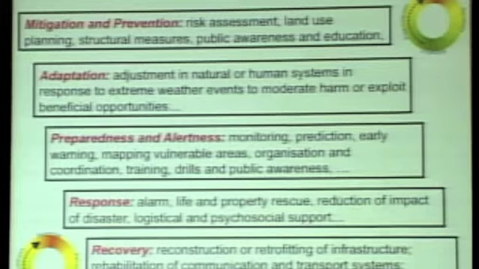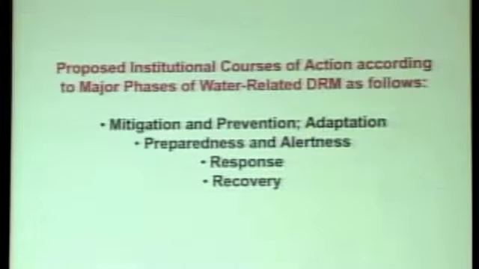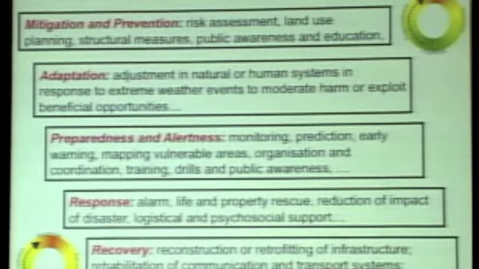fauna. When it comes to preparedness and alertness, we want monitoring, prediction, risk forecasting, organization and coordination, emergency operations planning, and so on. Response, we talk about alarm systems, life and property rescue, reduction of impact of disaster, information dissemination and communication. And the last phase, we talk about recovery, which requires reconstruction, retrofitting of infrastructures, rehabilitation of communication and transport systems, community rehabilitation, and other post-disaster analysis and management.